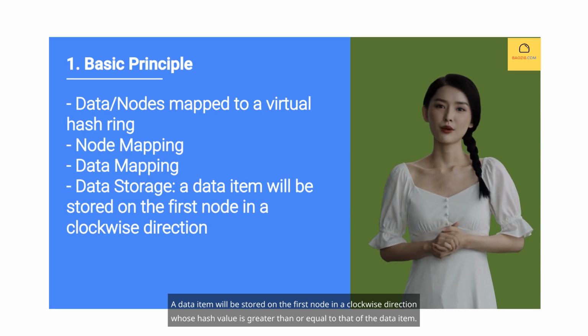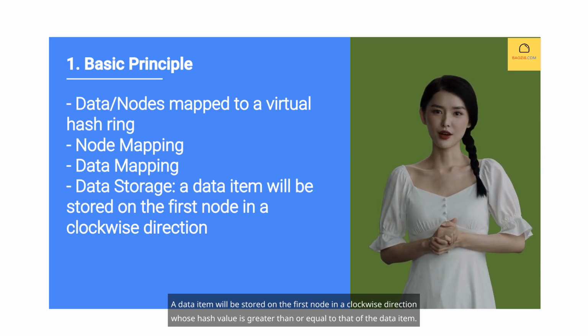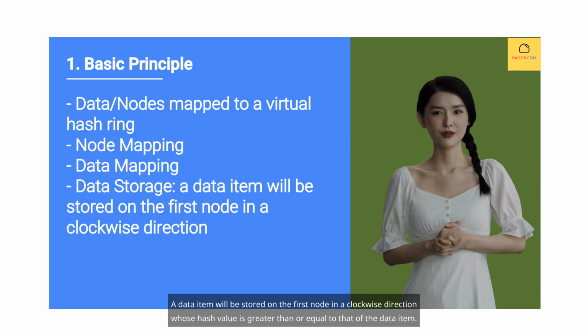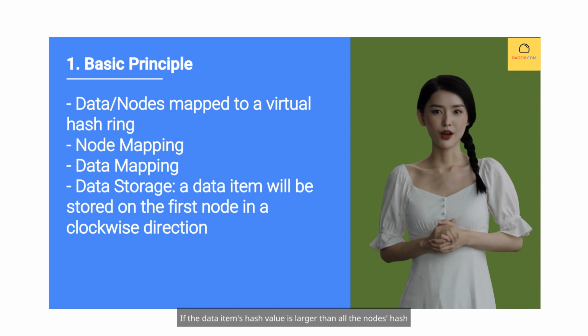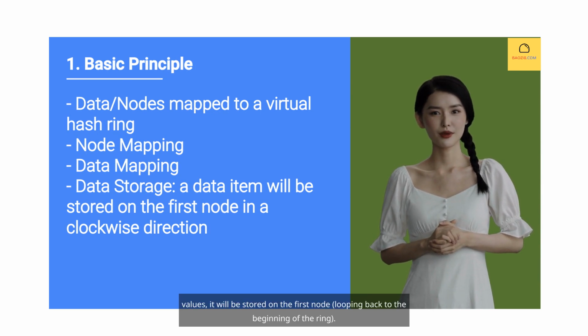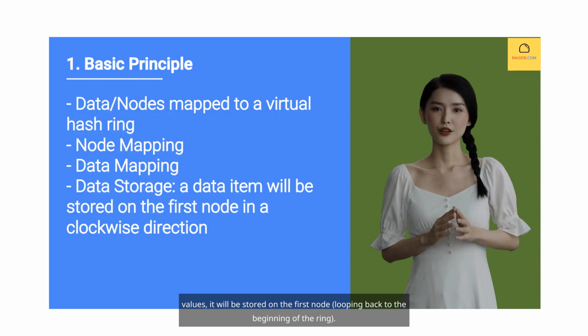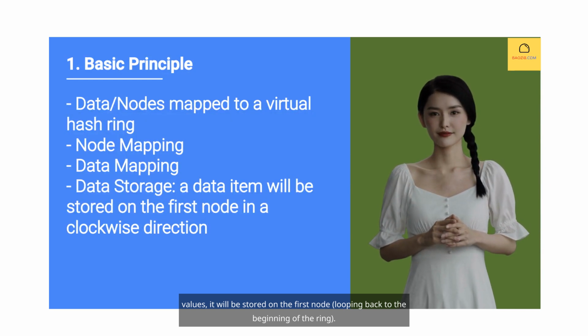A data item will be stored on the first node in a clockwise direction whose hash value is greater than or equal to that of the data item. If the data item's hash value is larger than all the nodes' hash values, it will be stored on the first node, looping back to the beginning of the ring.